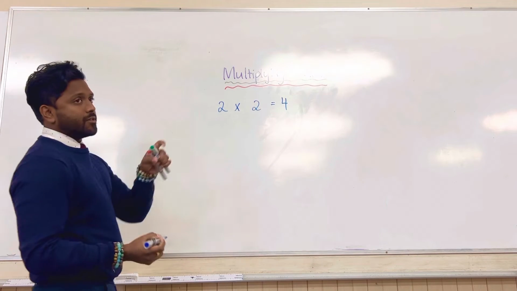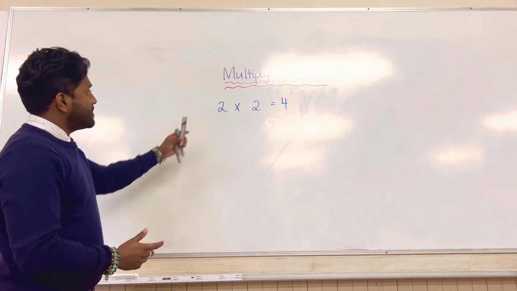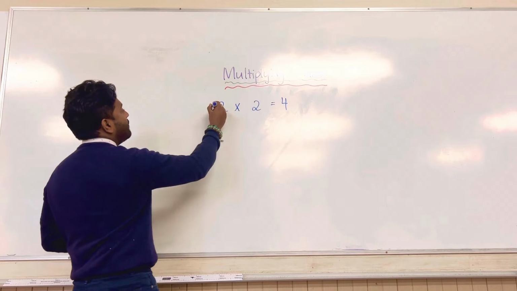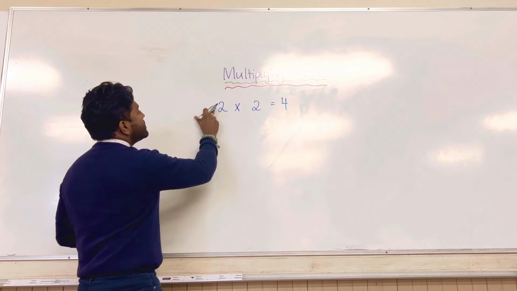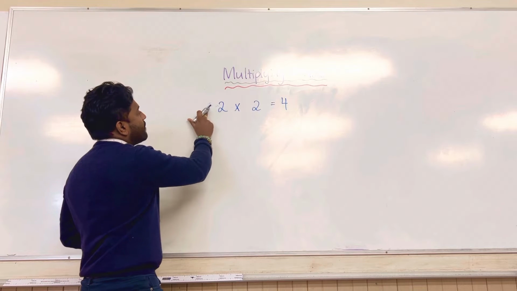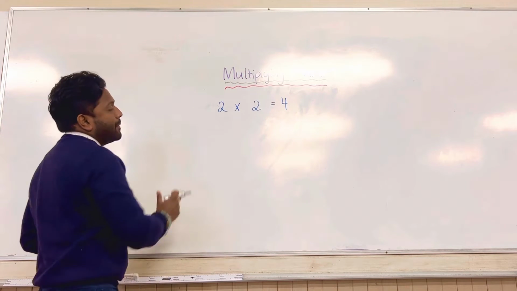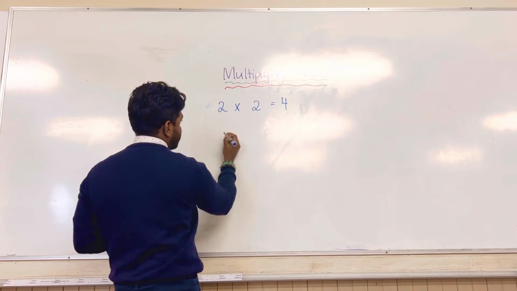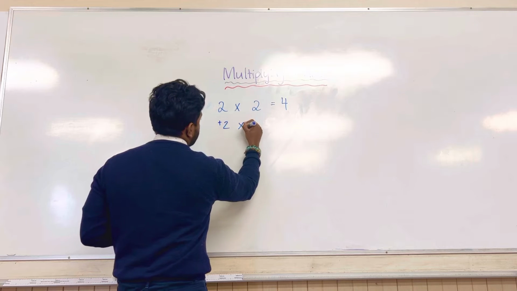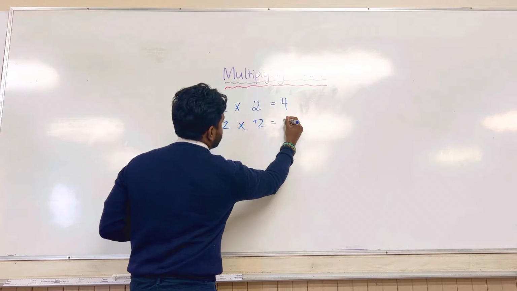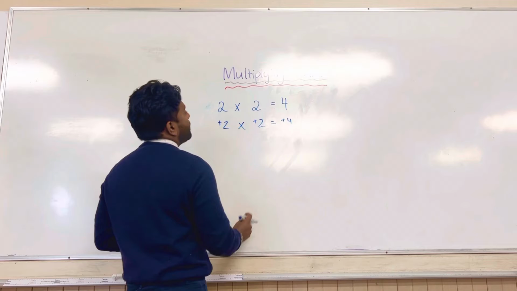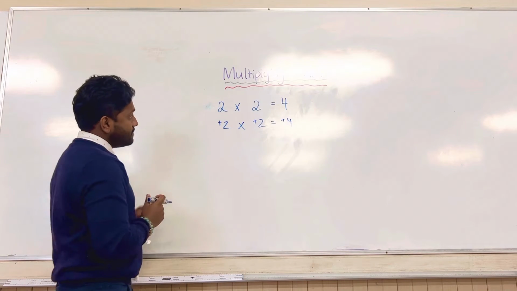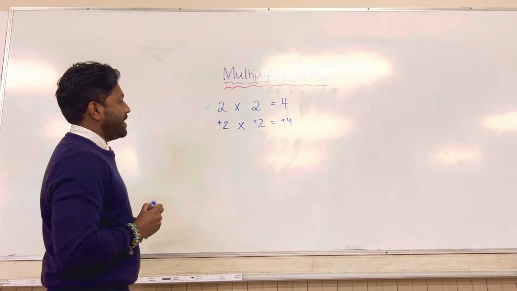Now, we know that's a positive number because it's just positive, right? If it was negative, it would have a negative sign in front of it. In this situation, you don't have a positive sign in front of it, but we're assuming that's a positive 2. Okay, so essentially what this means is that positive 2 times positive 2 equals positive 4. But we don't write things like this. Okay, we write it like that. We're assuming that is a positive number.